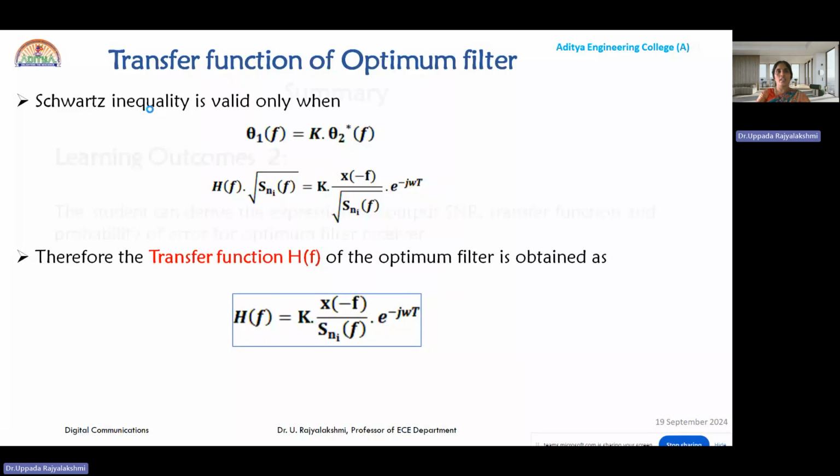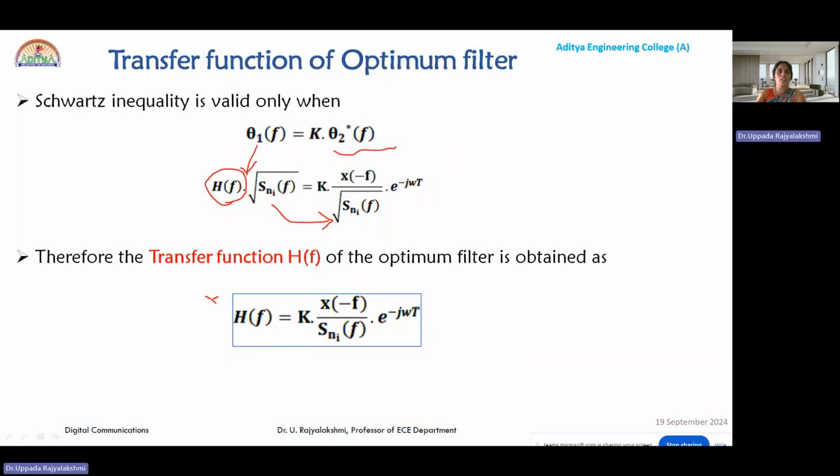Here this Schwarz inequality is valid only when theta 1 of f is equal to k into theta 2 star of f, where theta 2 star represents the complex conjugate. So theta 1 of f is H of f into root SNI of f, and theta 2 star of f will be X of minus f into root SNI of f into e power minus j omega t. Just rewriting this expression to get H of f, take root SNI of f to the RHS. So you will get k into X of minus f into SNI of f into e power minus j omega t. So this expression represents the transfer function of the optimum filter.